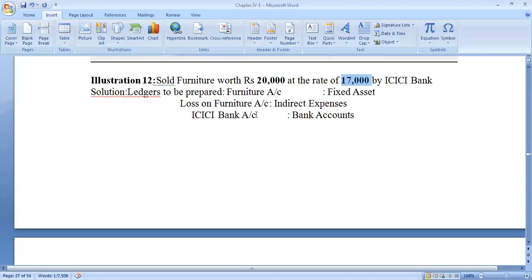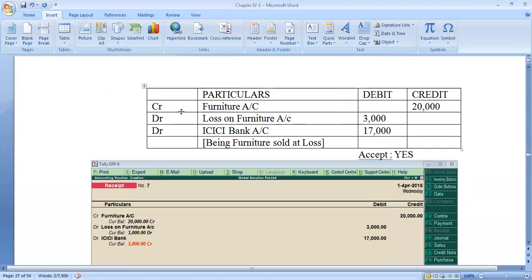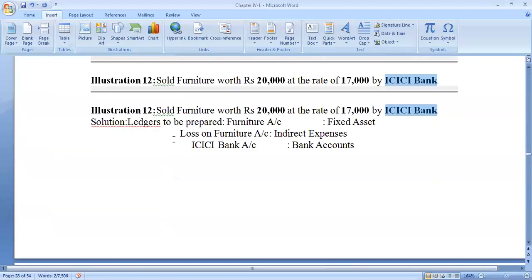So any loss is an indirect expense. Any profit is an indirect income. So here it is a loss on the furniture. It is an indirect expense. The transaction is moving on with the ICICI Bank. ICICI Bank falls under the group bank accounts. So credit will be the furniture account. Debit will be the loss on furniture. Debit will be the ICICI Bank.